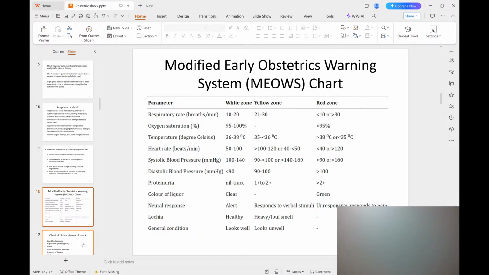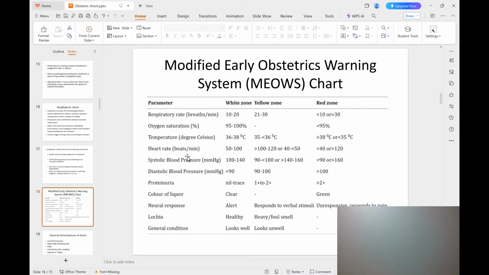And there is a system developed for early warning, that is the Modified Early Obstetric Warning System, MEOWS, also known as MEWS, which gives the criteria that will help clinicians recognize the early signs and symptoms of shock. There are three zones: white zone, yellow zone, and red zone. In the white zone, the respiratory rate is 10 to 20. In the yellow zone, 21 to 30. And in red, it means less than 10 breaths per minute or more than 30 breaths per minute.